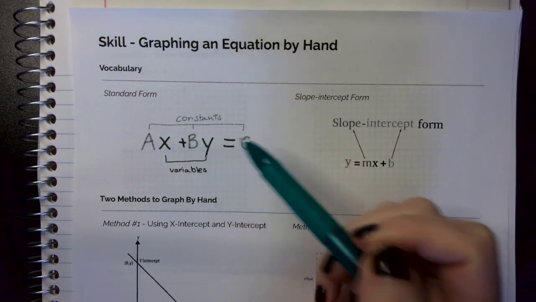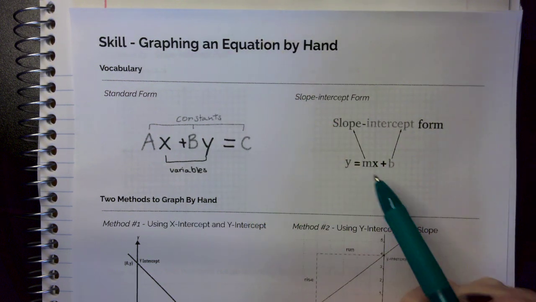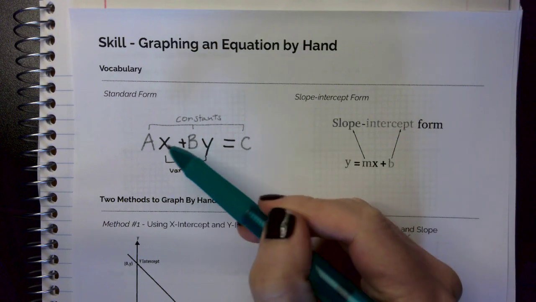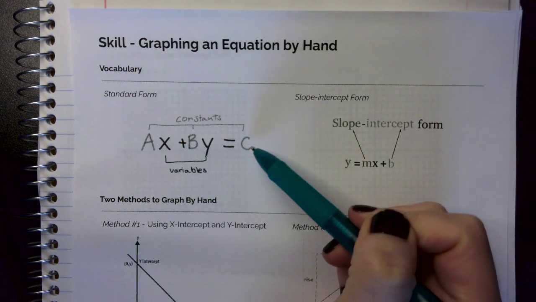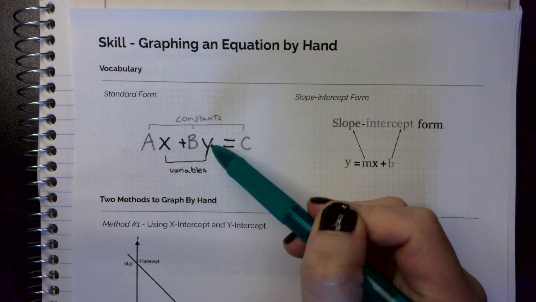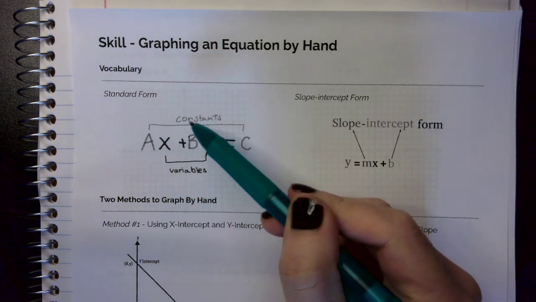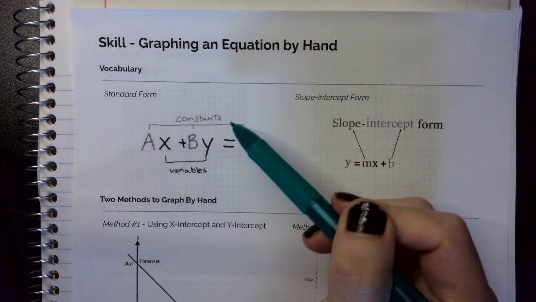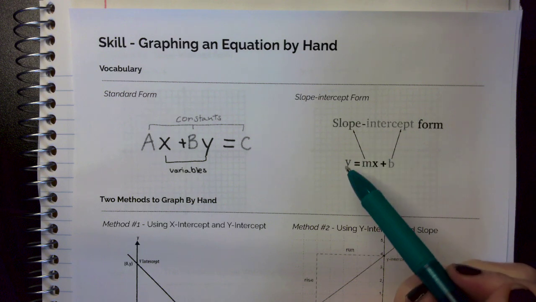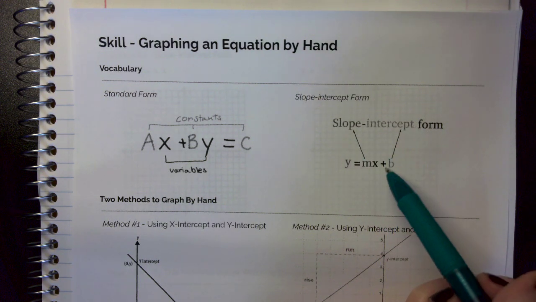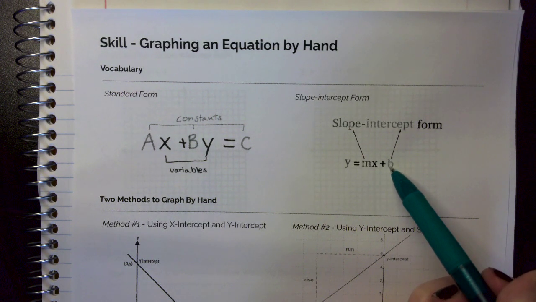Before we begin, you're going to see equations in two forms. You're going to see standard form, which is ax plus by equals c, where x and y are the variables and a, b, and c are the constants. And you're going to also see equations in slope-intercept form. It's called slope-intercept form because you see right in the equation the slope and the y-intercept.